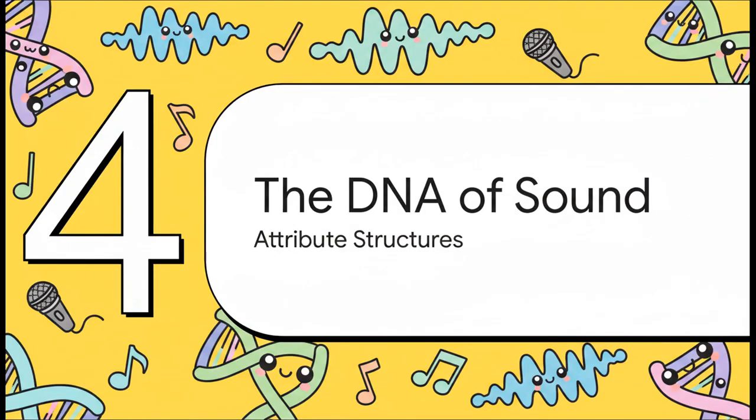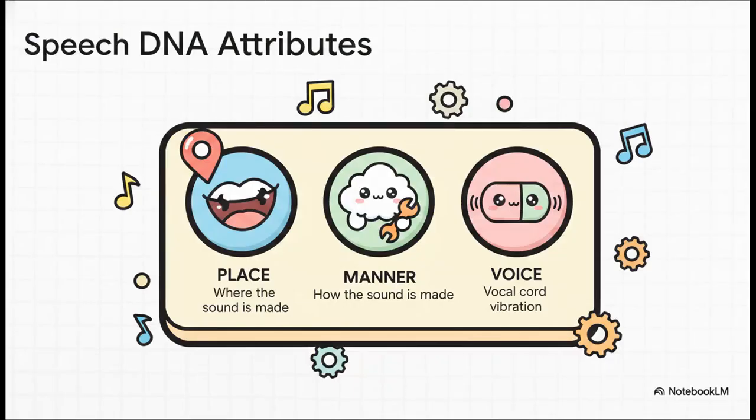Let's dig even deeper in Section 4, the DNA of sound and attribute value structures. Here's where things get incredibly precise. Linguists break these phonemes down into what are called attribute value structures. Honestly, think of these like a motor program or a sheet of music telling different parts of your vocal tract exactly what to do.